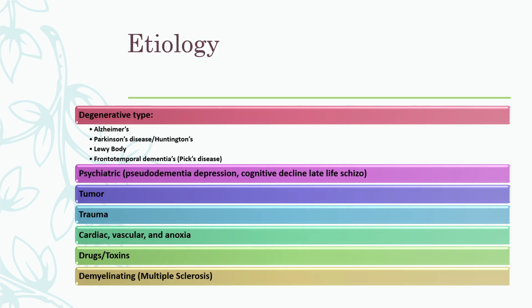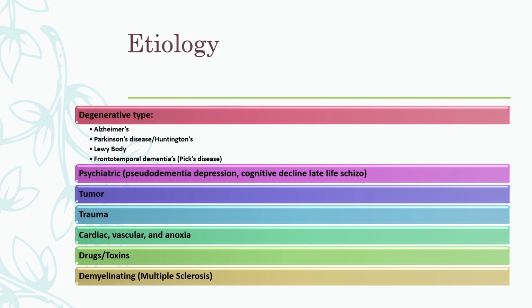All right. So, etiology. There are degenerative types or causes: Alzheimer's, Parkinson's or Huntington's, even Lewy bodies, having, of course, the Lewy body actual places on the brain. Frontotemporal dementias are otherwise known as Pick's disease as well. Psychiatric: pseudo-dementia, depression, cognitive decline later in life with schizophrenia. Also tumor, trauma, cardiac issues, vascular, anoxia, as we talked about, stroke, cardiac infarction.